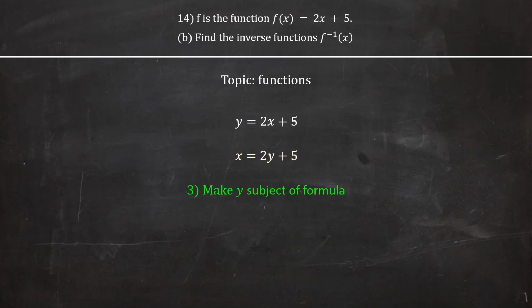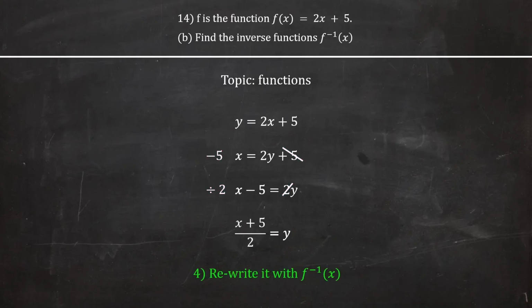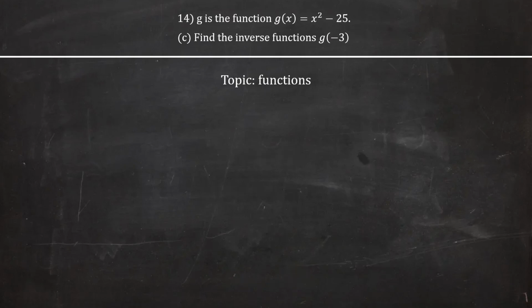Then I'm going to make y the subject of the formula, so y by itself. So I'm going to get rid of the 5, take away 5 from both sides, which gives me x minus 5 is 2y. I'm going to divide both sides by 2 to get rid of the 2, and that will give me y on the right equals x plus 5 over 2. Final step, I'm going to rewrite it with f minus 1 of x. So you're going to get f minus 1 of x is x plus 5 over 2. You don't need to switch sides, I just like to.